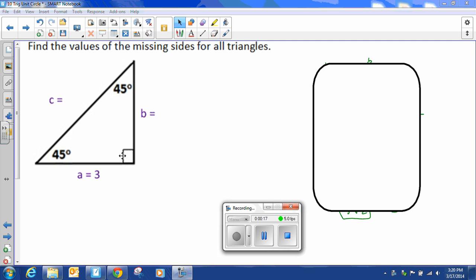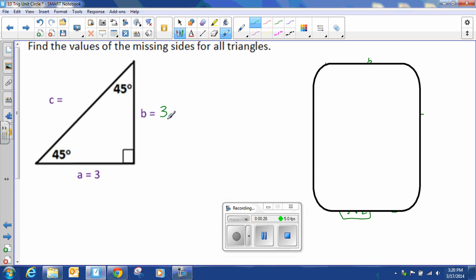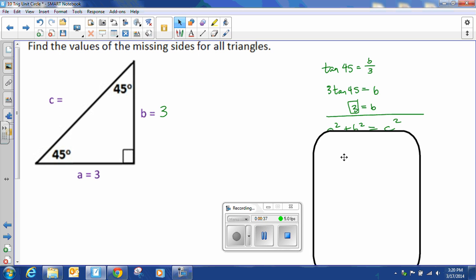We have a 45, 45, 90 special right triangle with one of the legs equal to 3. Therefore, we know that the other leg is 3. And if we forgot what the relationship was, what the ratio was, you can use the Pythagorean theorem. I went ahead and just used tangent of 45 to solve for 3. That's another way you could have done it.